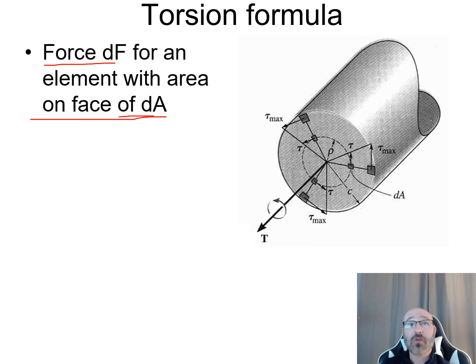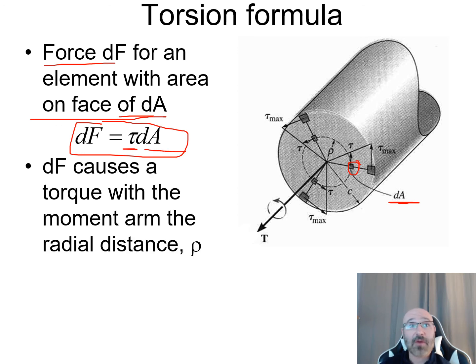So we can take a look over here and see there's our little element right there. There's our area right there, our dA on the face. Now we can use this relationship that the force dF is equal to our shear stress, tau, times that area dA for that element. So dF causes a torque with the moment arm, the radial distance, rho, right there. So that's our torque from that.